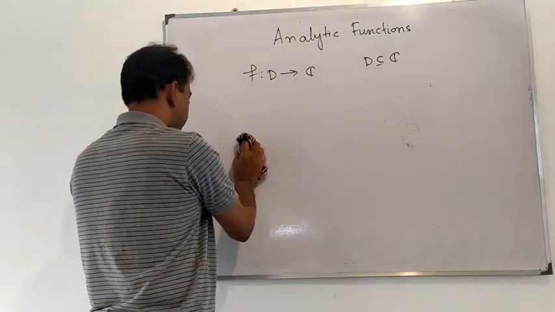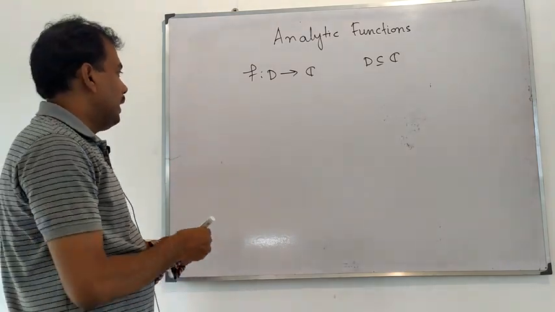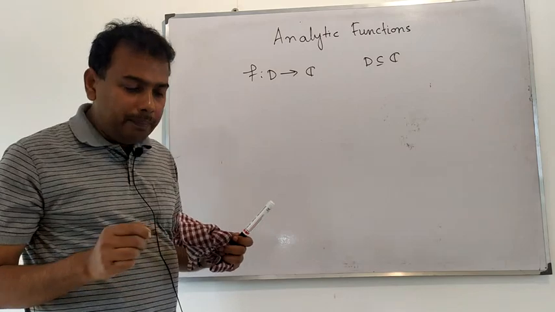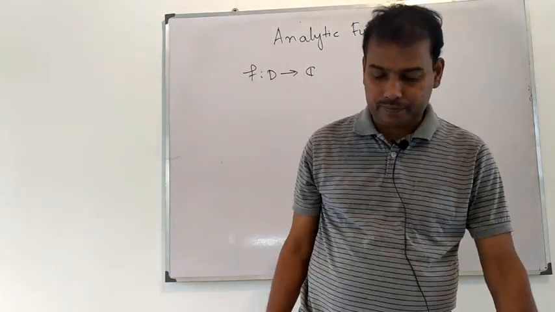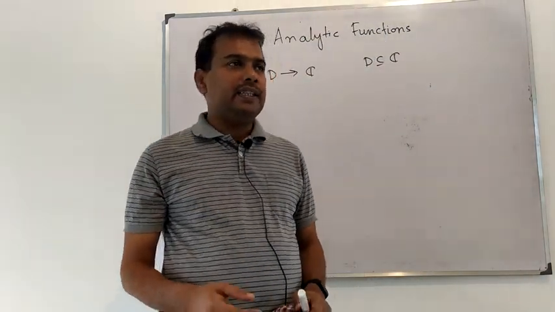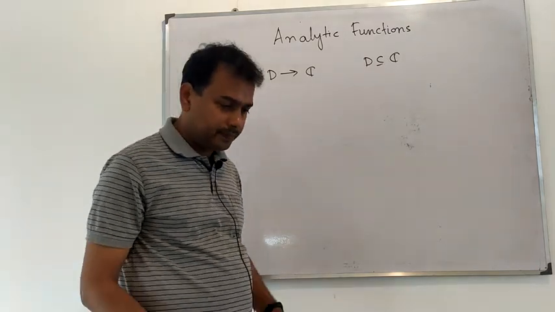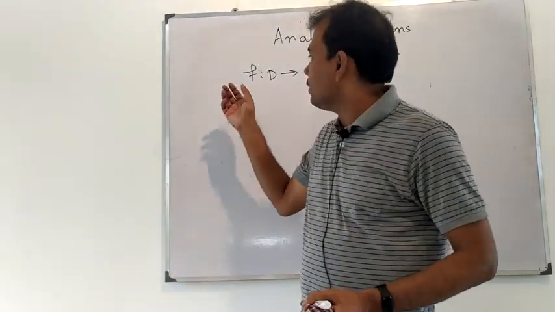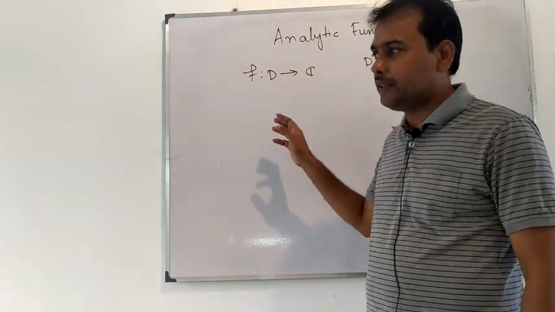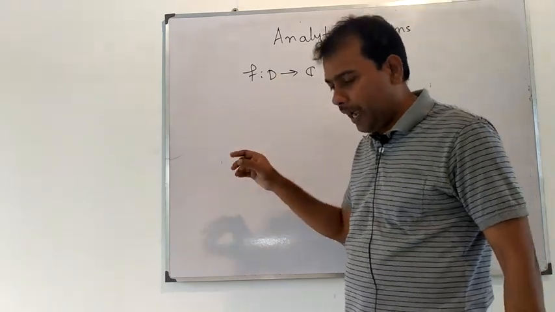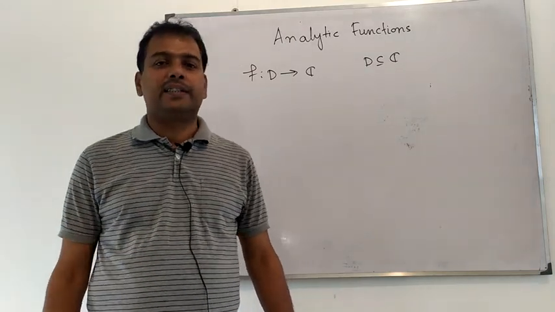We now define domain. A domain is a non-empty, open and connected set. D is called a domain if it is non-empty, open as well as connected. If D is a domain, then the converse is also true. That is, if f is differentiable at each point on this domain, then f is analytic on D.